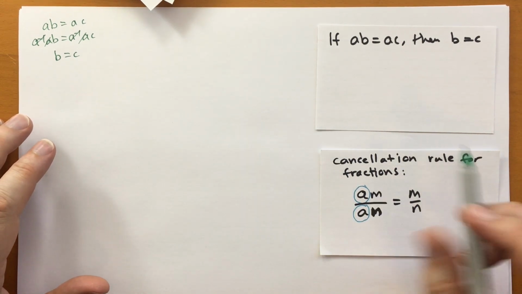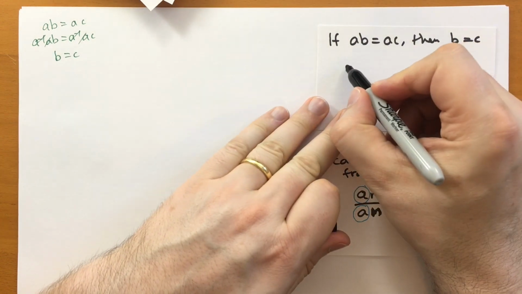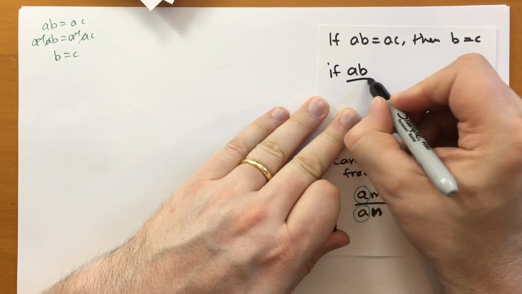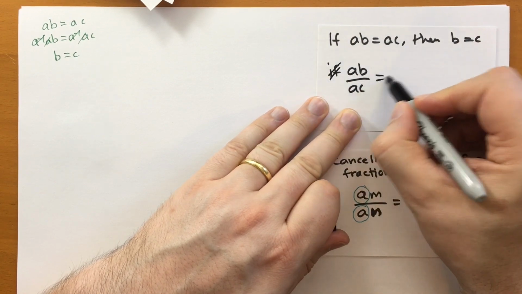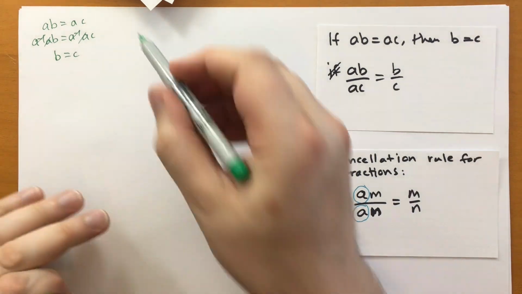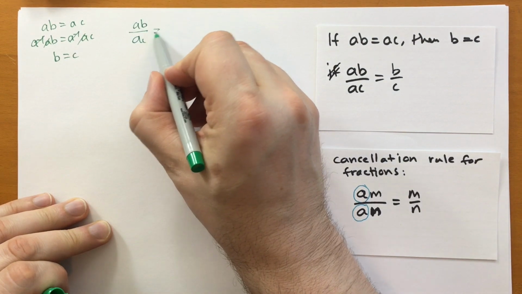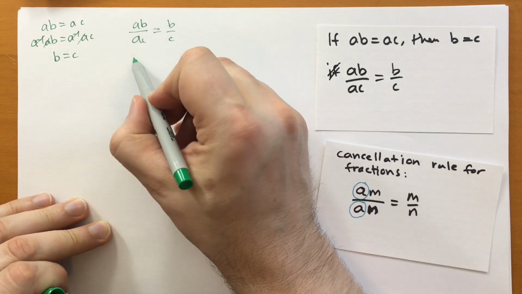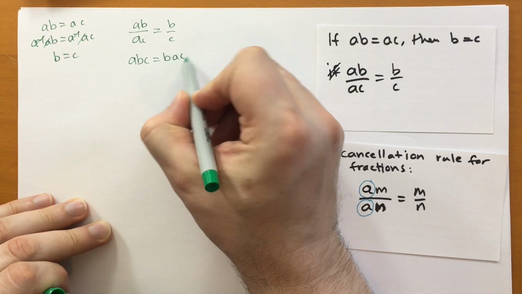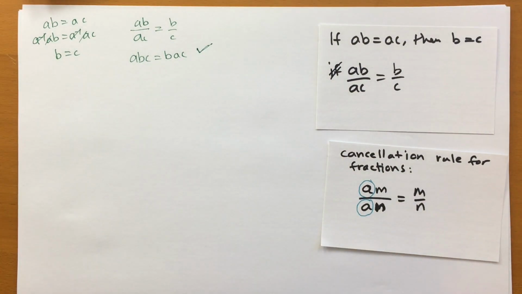Let's rewrite this as a ratio: AB over AC equals B over C. So we cross multiply this one. We get AB over AC equals B over C, and cross multiplying, we get ABC equals BAC. And sure enough, that's equal. So that checks out through cross multiplication. So it is true that those two things are equal.